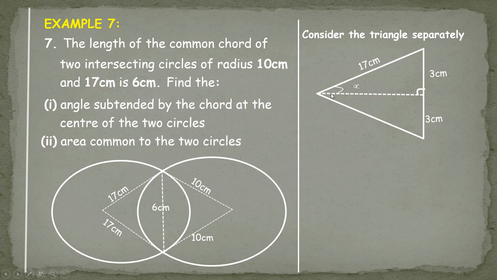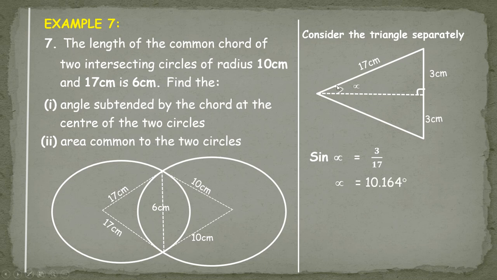In this case, we don't know the adjacent, so we shall make use of the opposite and the hypotenuse. The ratio that connects opposite and hypotenuse is the sine ratio. So sine alpha is opposite over hypotenuse. The opposite is 3 and the hypotenuse is 17, and that will give us alpha as 10.164.